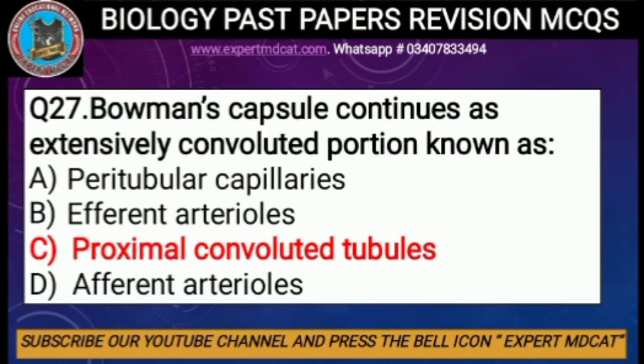Question number 27 is, Bowman's capsule continues as an extensively convoluted portion known as. Options are peritubular capillaries, afferent arterioles, proximal convoluted tubules, efferent arterioles. Here the correct option is C, that is proximal convoluted tubules. The portion of renal tubule near Bowman's capsule is called the proximal tubule, and it leads to the ascending and descending limbs of the loop of Henle. So the correct option is C.